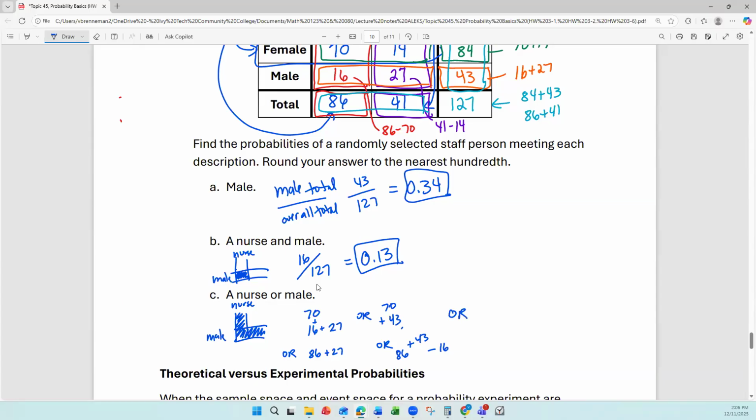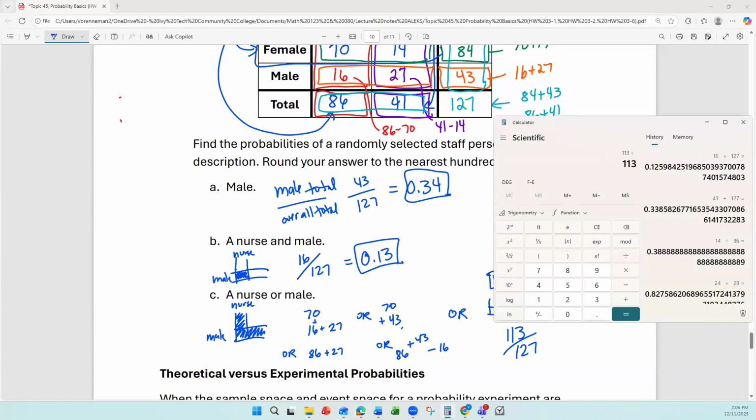Or you could look at this as everybody but this group here. So the whole group minus this group. The whole group is 127, and we're subtracting the 14. So 127 minus 14. So, any one of those calculations, as long as you're doing any of those correct calculations, 113 out of 127 is 0.89.